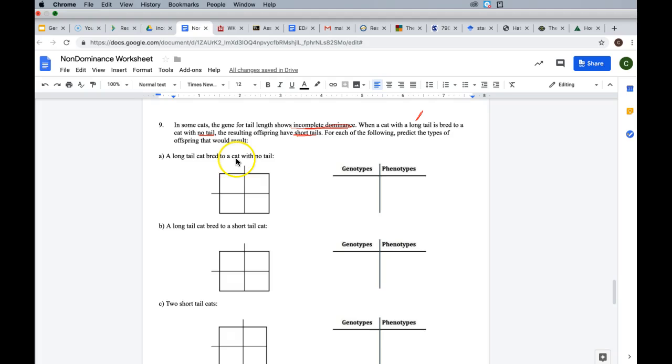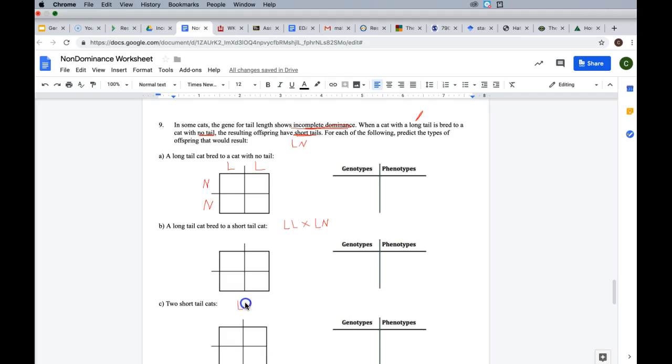So predicted, so a long tail cat, so we'll do L, is bred to a cat with no tail. So we'll just do N. And then you'll cross those. The short tail cats will be LN. Okay? So do your genotypes, phenotypes. Then we have a long tail cat, so that's LL, bred with a short tail cat, LN. And then down here we have 2 short tail cats, so it's LN.